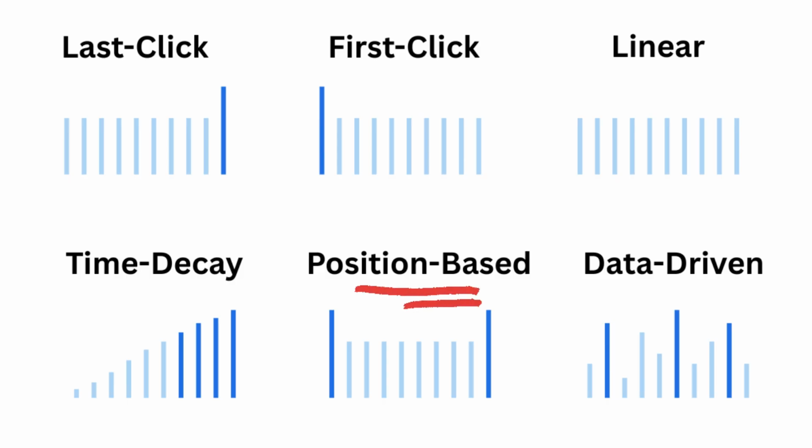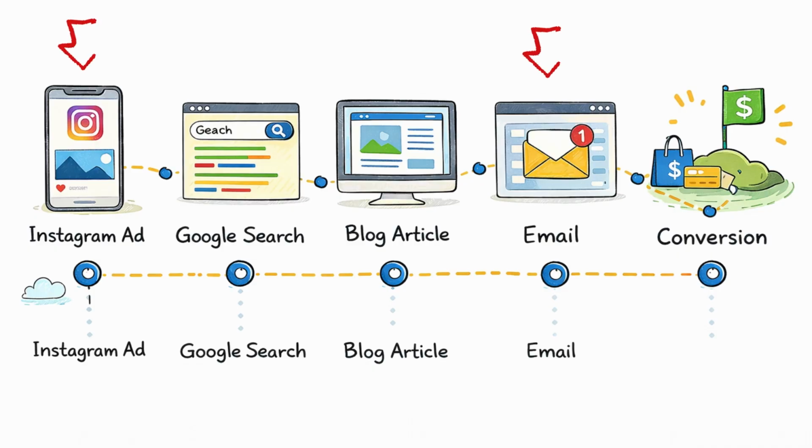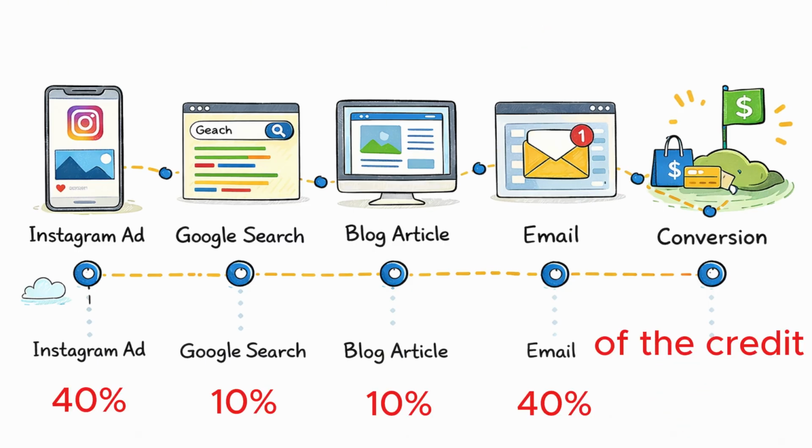Position-based attribution is sometimes called the U-shaped model. This model gives most of the credit to the first interaction and the final interaction. For example, first the user sees an ad on Instagram, then clicks on a search advertisement, then reads a blog, then gets an email, from which they make a purchase. Instagram might receive 40%, email might receive 40%, and the middle interactions share the remaining 20%. This model assumes that the first interaction created awareness, while the last interaction closed the deal.